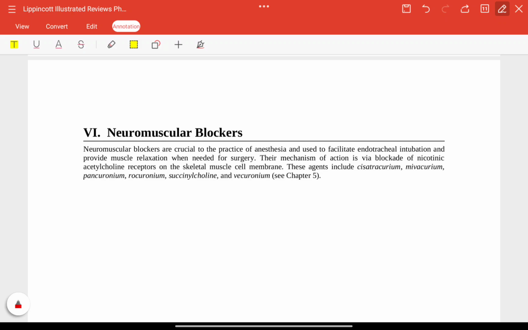Now, neuromuscular blockers are crucial to practice for anesthesia and they facilitate endotracheal intubation. You have to remember this. And they will provide muscle relaxation, which is needed for surgery. Agents are cisatracurium, mivacurium, pancuronium, rocuronium, succinylcholine, and vecuronium.